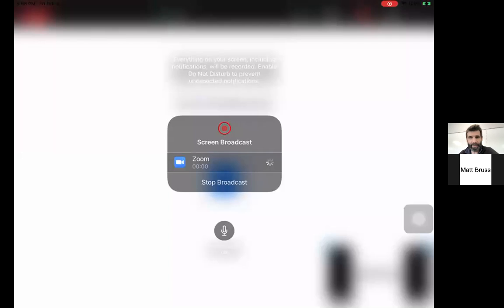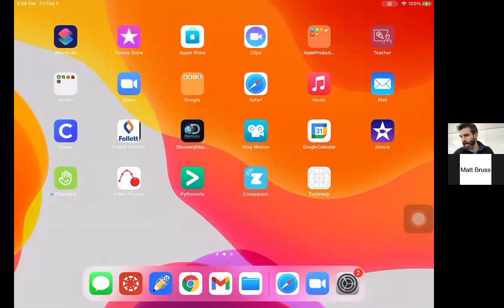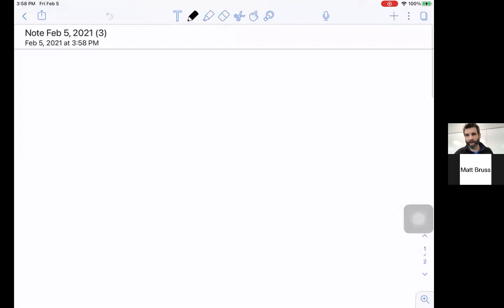I'm going to share my screen here. If this is working correctly. Let's see how this is going here. There we are. All right, now I'm feeling like everything's working. So let's head over to Notability and just draw out kind of what we talked about in class today. So I'm going to just start a new note.